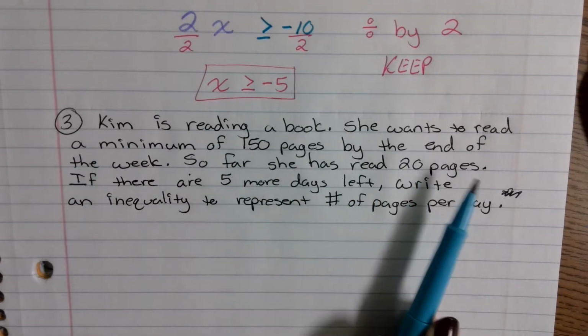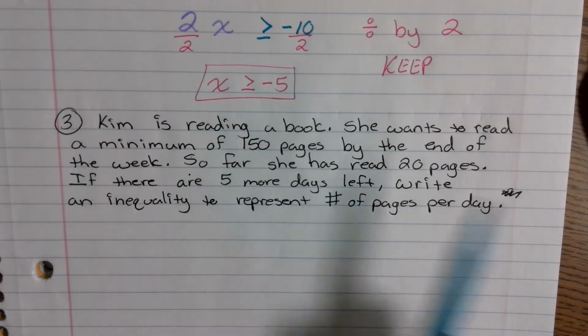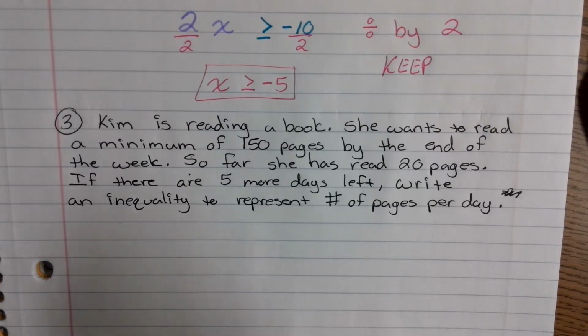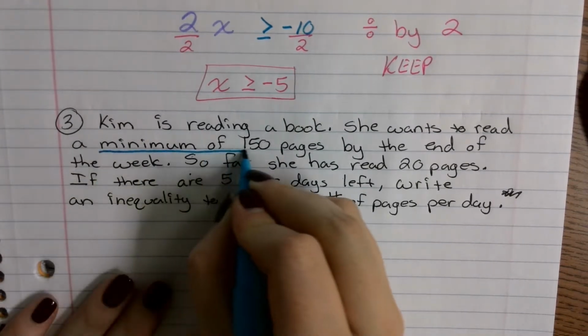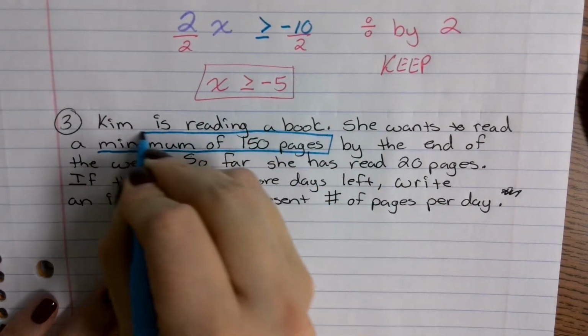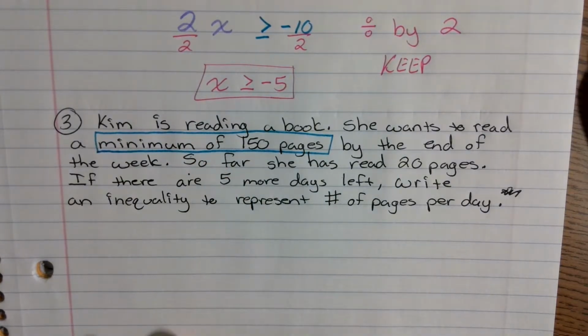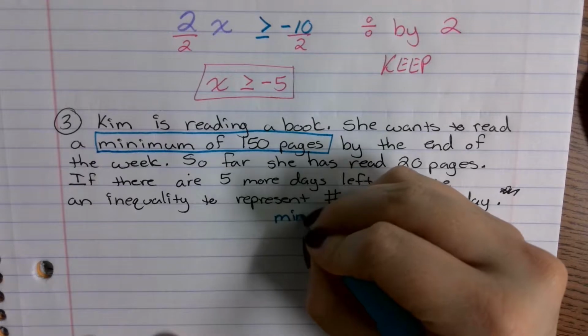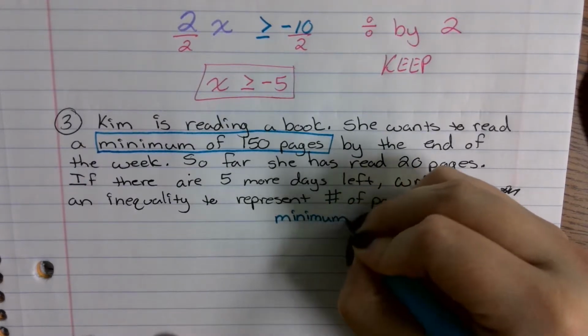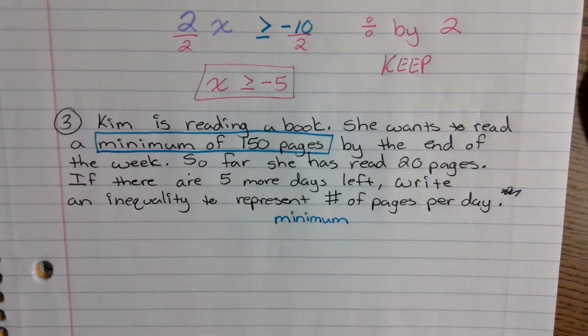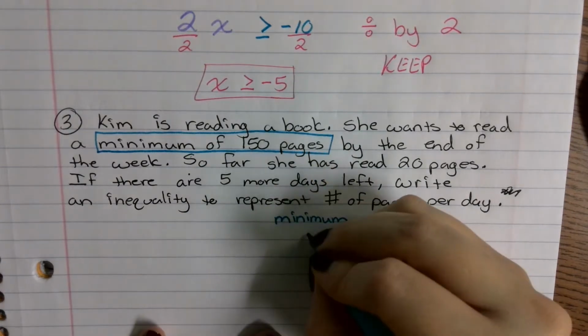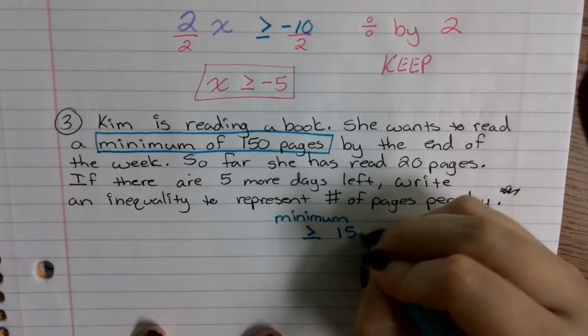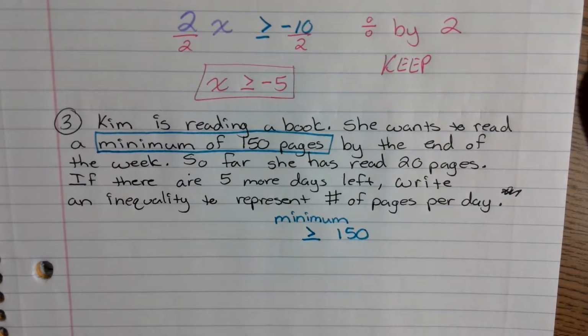Who can tell me in the problem what key word or phrase is representing an inequality? Abigail? Minimum. It says that we want to read a minimum of 150 pages. Who can remind us what inequality minimum is? EJ. Greater than or equal to. Minimum means it's greater than or equal to. This is the smallest amount that I'm going to read. So I want to read 150 pages, but I could also read more. That's the minimum that I'm going to do.